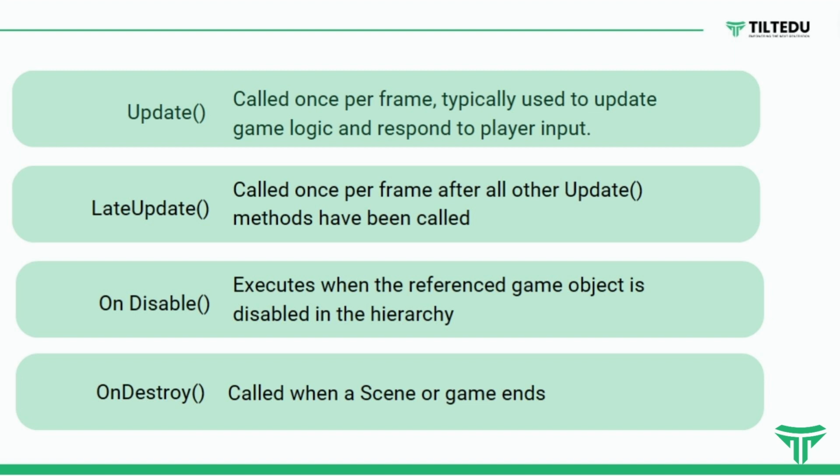Update: called once per frame, typically used to update game logic and respond to player input. LateUpdate: called once per frame after all the other update methods have been called. OnDisable: executes when the referenced game object is disabled in the hierarchy. OnDestroy: called when a scene or a game ends.